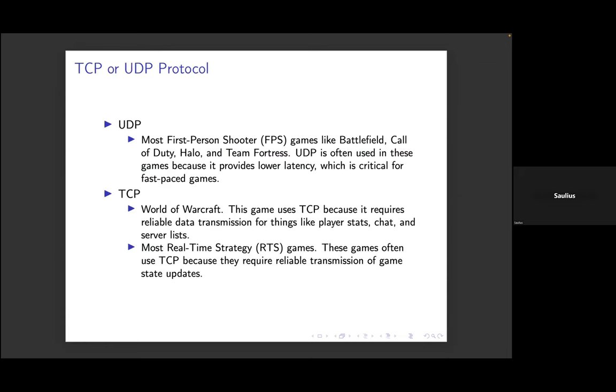UDP is faster. However, it's less reliable. It loses some packets, which is not really great for some scenarios. TCP, on the other hand, never loses packets. If a client doesn't receive them, the TCP protocol just resends them. So it's always reliable, but it's a bit slower. So that's the thing. When creating a multiplayer game, you have to choose between TCP and UDP.